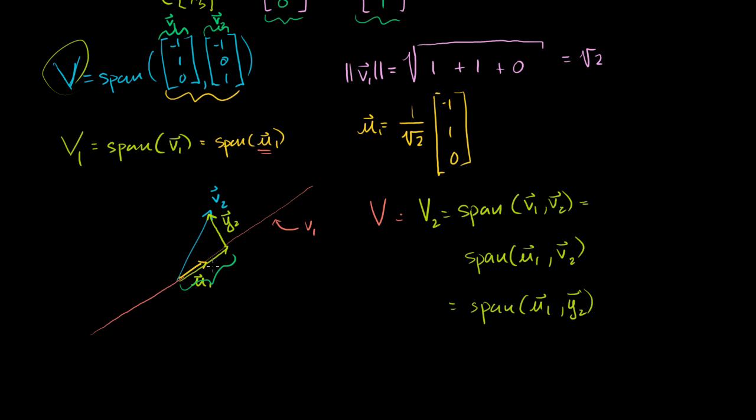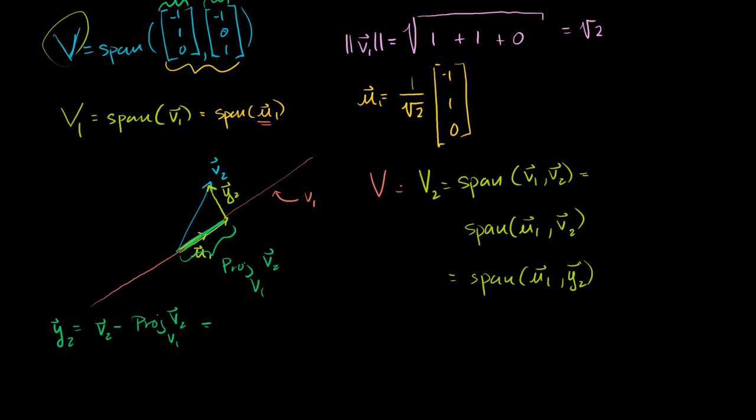Now, what is y2 equal to? Well, we saw in the last video, this vector right here is the projection of v2 onto the subspace v1. And then what would y2 be? y2 would be v2 minus that. So y2 is equal to v2 minus the projection of v2 onto v1. Or if we were to actually write it out, what is that going to be equal to? So it's going to be equal to v2, which is this vector right here, minus 1, 0, 1. That is v2, minus the projection of v2 onto v1.